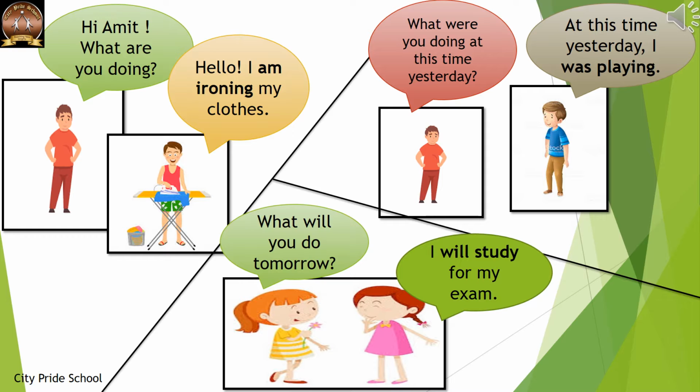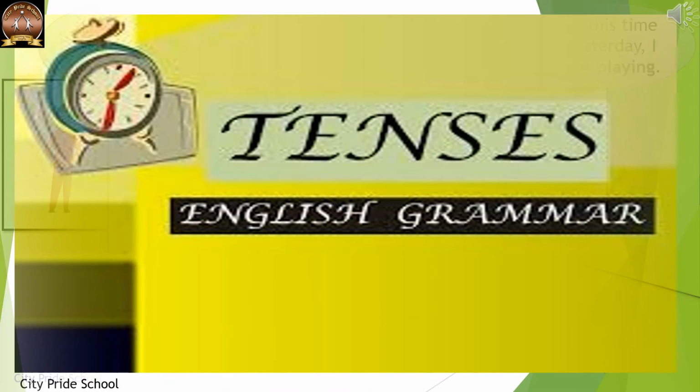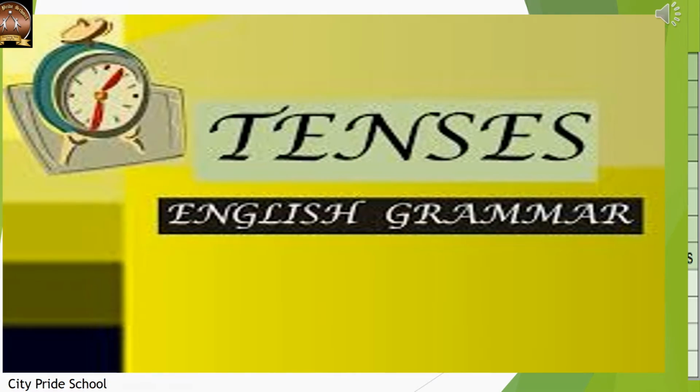In these conversations, the verbs express an action. Am ironing, I was playing, I will study. These different forms of verbs are used to show the time of action and they are called the tense of the verbs. So today we will begin with a new chapter, tenses.